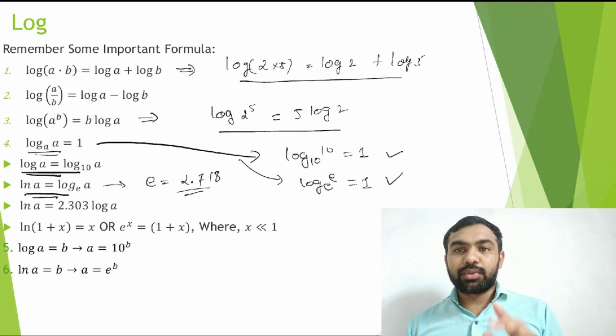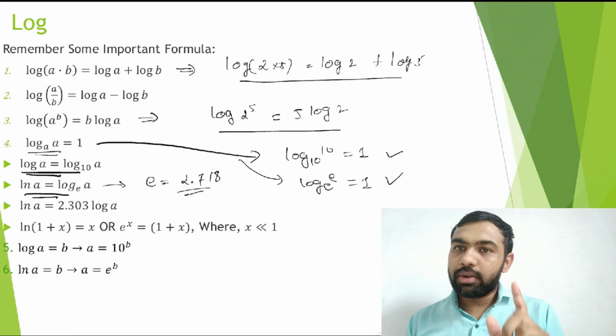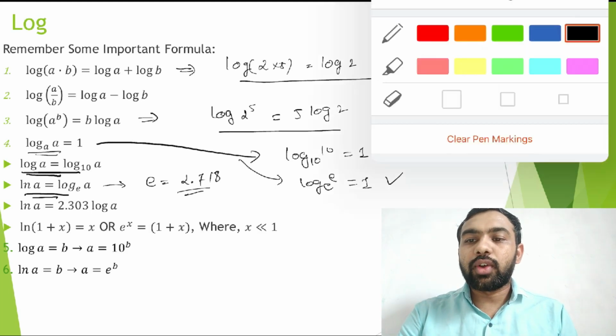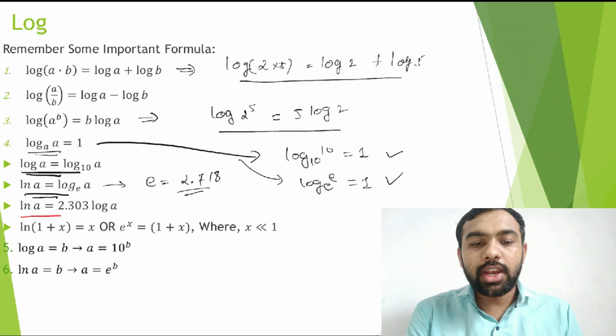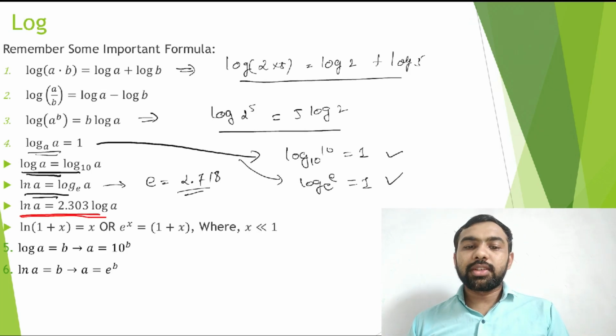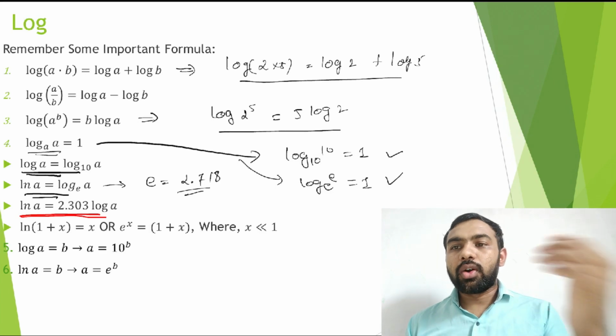Now what is the relation between these two? What is the relation between log and ln? That's quite simple. You must remember ln a is equal to 2.303 log a. ln a is equal to 2.303 log a.